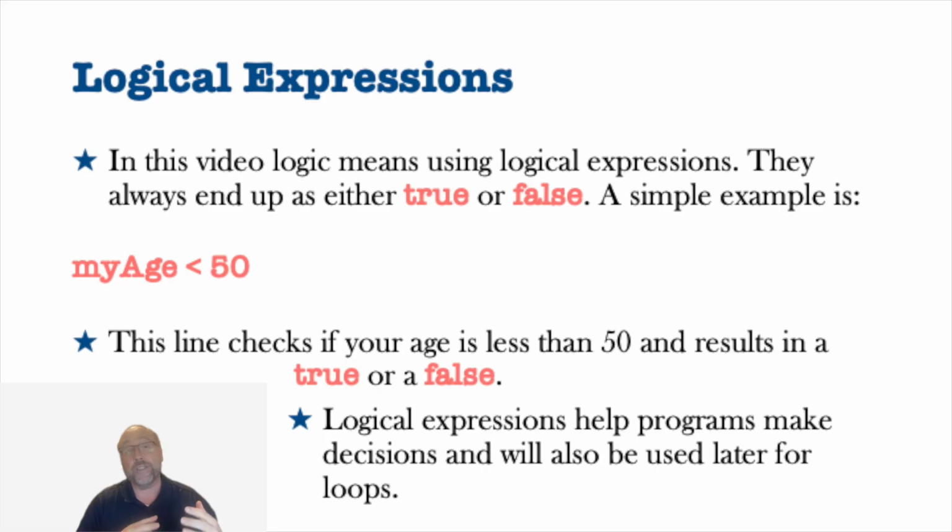Sometimes when we say logic in this video, what we really mean is a logical expression. Logical expressions evolve into either true or false. An example of that is, my age is less than 50. If the value of the variable my age is less than 50, then this would be true. So if my age is 45, it's true. If my age is 55, it's false. We're going to use these logical expressions in the decisions that we make in programming, and we're also going to use them in loops in a later chapter.